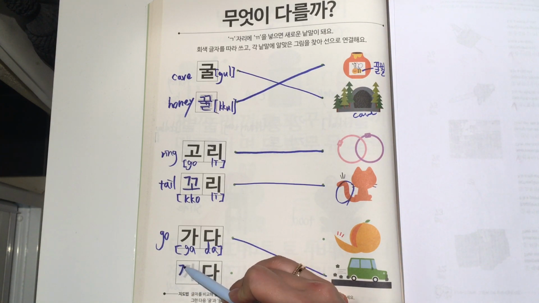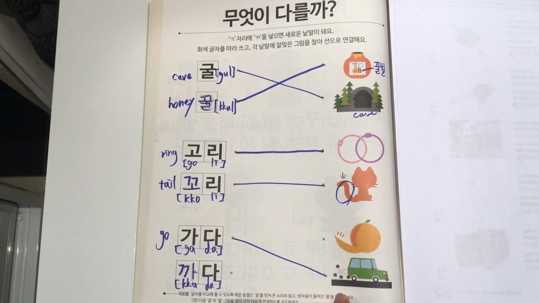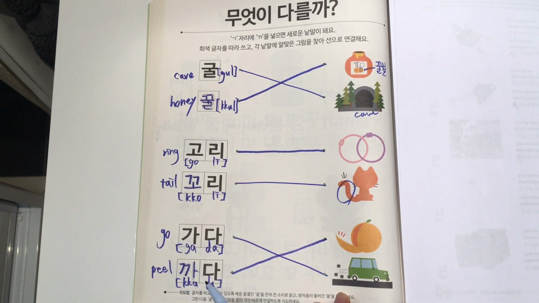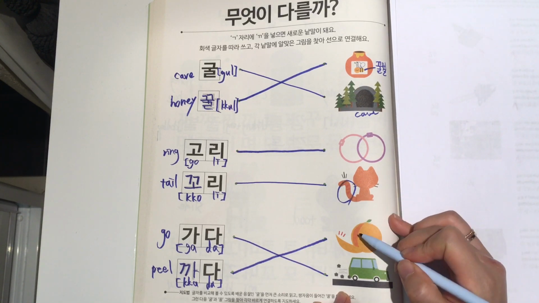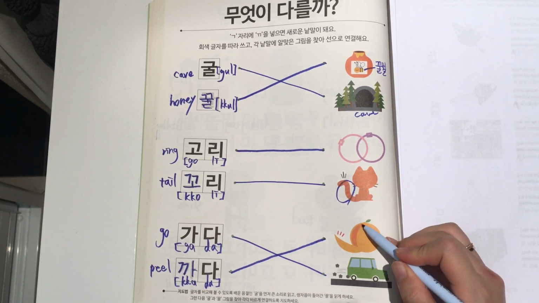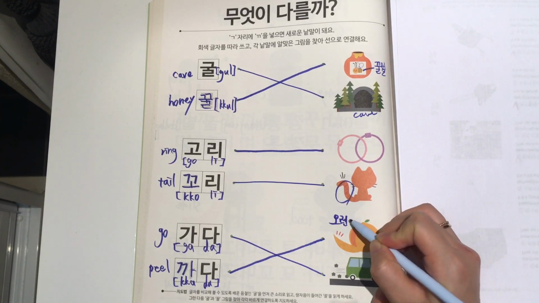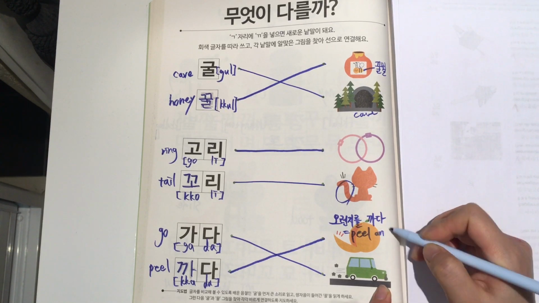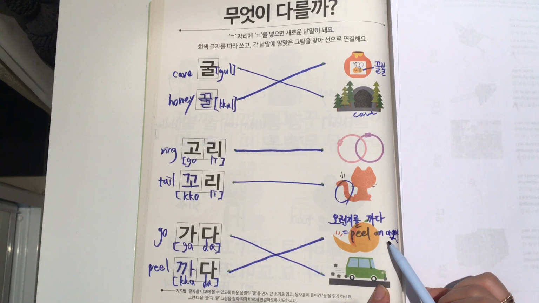And 쌍기역 double consonant 쌍기역 double K, 까다 same 다. 까다 means peel in Korean is 까다. So it's peel. So this picture means peel an orange. So this is orange and peel. So for example, peel an orange in Korean is 오렌지를 까다. That means peel an orange.